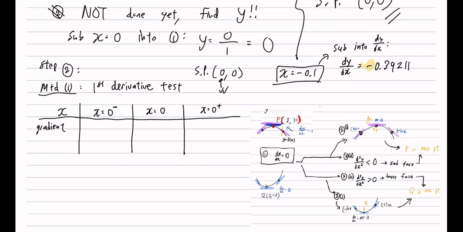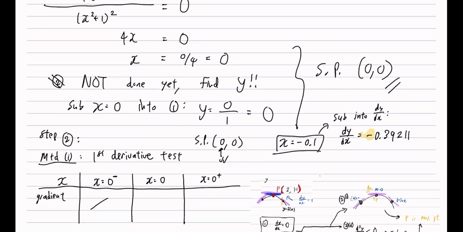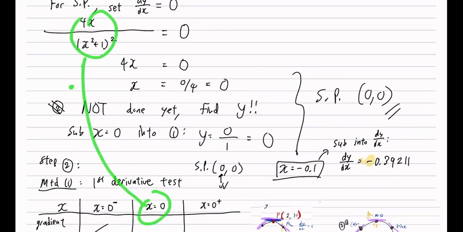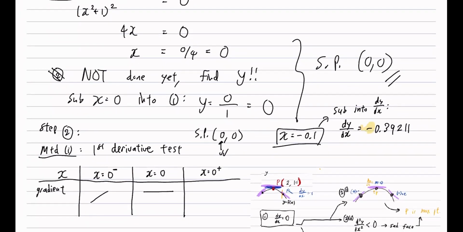Minus gradient. What I want you to do is draw a negative gradient graph like this. Then x equals 0. You can try substituting x equals 0 into dy by dx. What will you get? You just get 0. So the gradient is just flat. Then sub in positive 0.1 and you get a positive value.